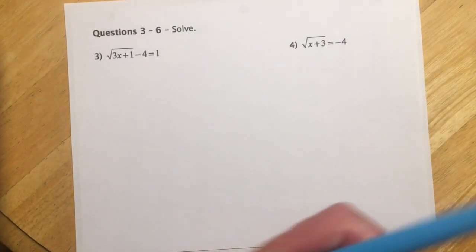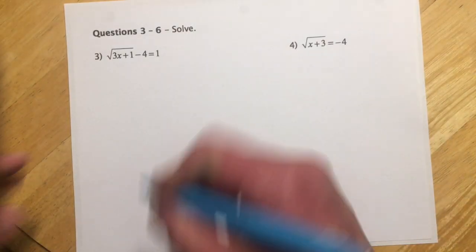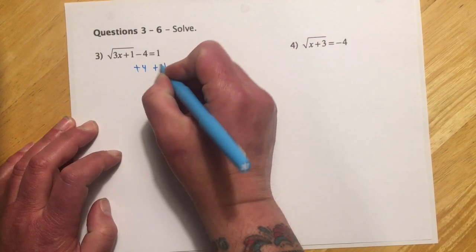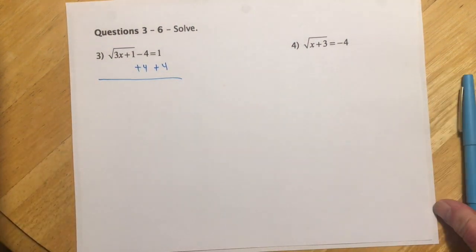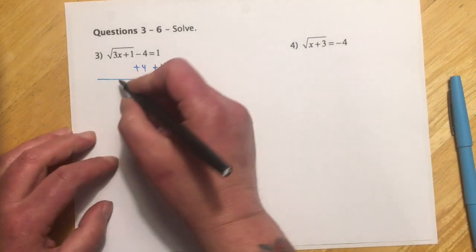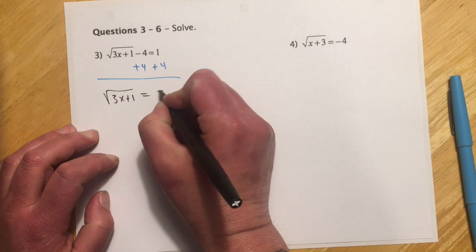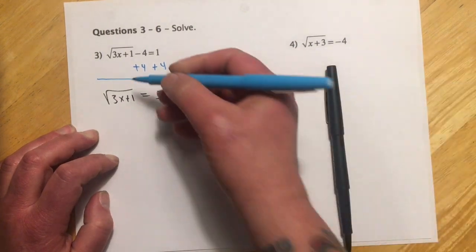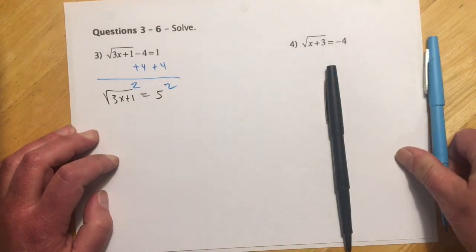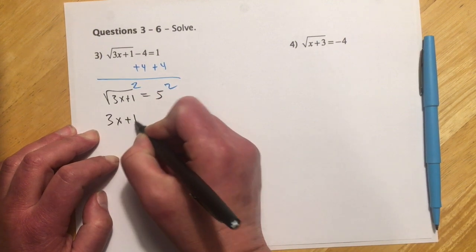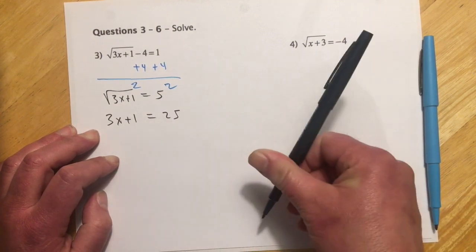Okay, so these next 4 are your guys's. So here, isolate the radical first. So plus 4, and that's going to make square root of 3x plus 1 equals 5. And then from there, I can square both sides. Square does root. 3x plus 1 equals 25.